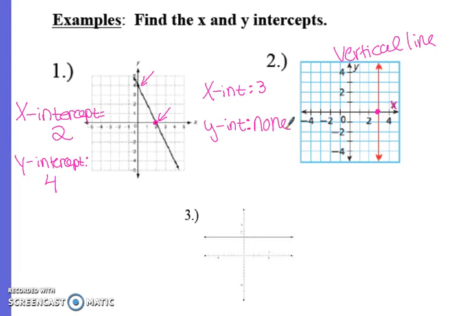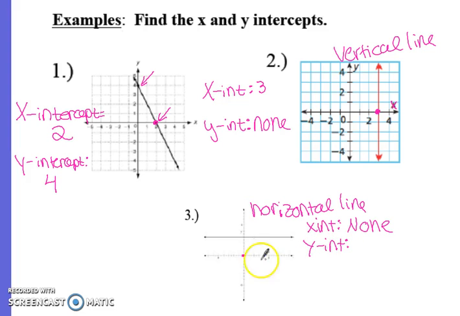Let's look at number 3. Number 3, this is a horizontal line. Your x-intercept. Does it ever cross my x-axis? No, so there is none. Do not write 0 because 0 is on there. And then your y-intercept. Where does it cross the y-axis? I apologize, it's kind of hard to see, but I'm going to count 1, 2, 3, 4. Your y-intercept is 4.